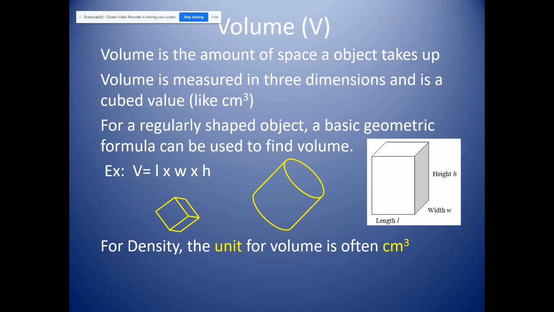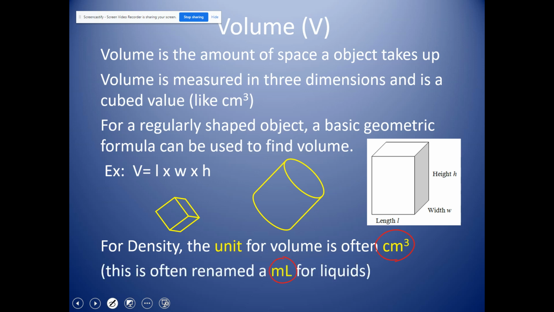For density, we are going to use the units centimeters cubed. Another variation of that unit is the milliliter. And the milliliter is really just a centimeters cubed. We just use a measuring device to get there. And so it's a derived measurement.